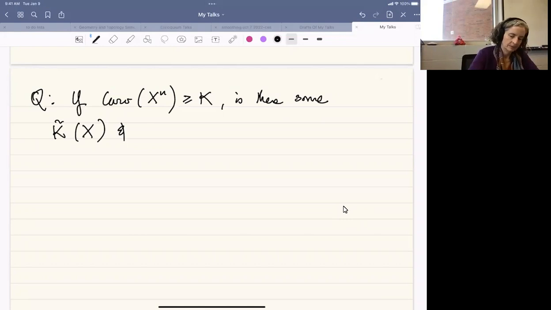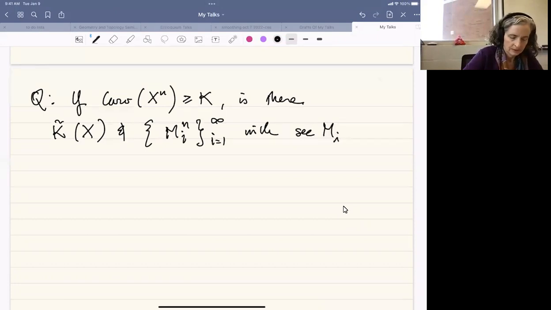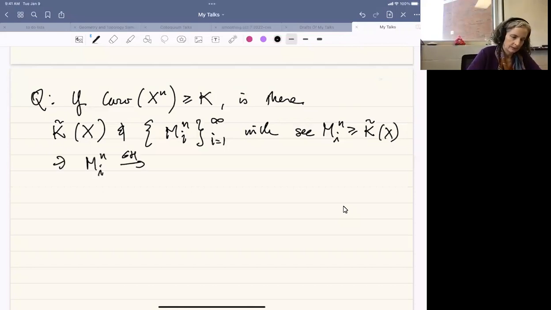Maybe I should say, I'll leave it as it is. Although this should have been plural, but I fuss too much. Do I have some kappa tilde and a sequence of manifolds with their curvature bounded below by this kappa tilde, depending on X, that Gromov-Hausdorff converge to X?